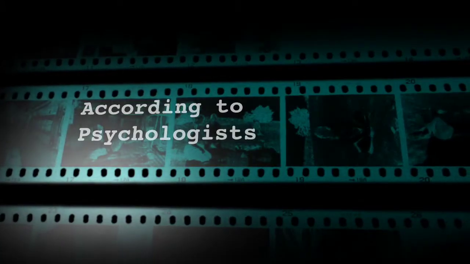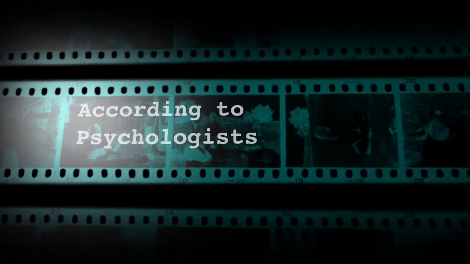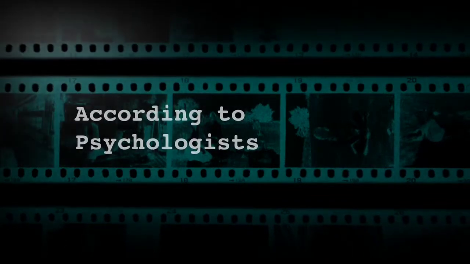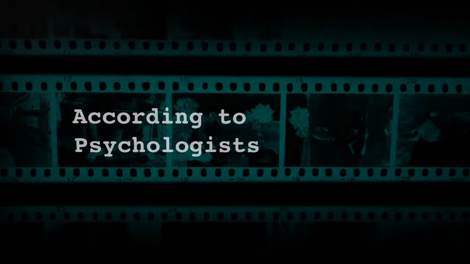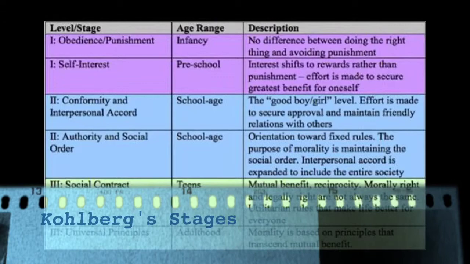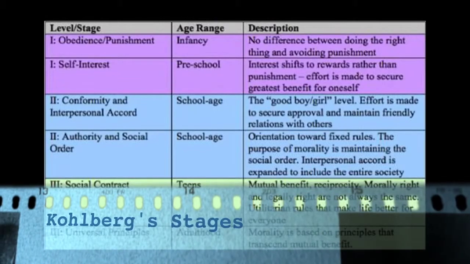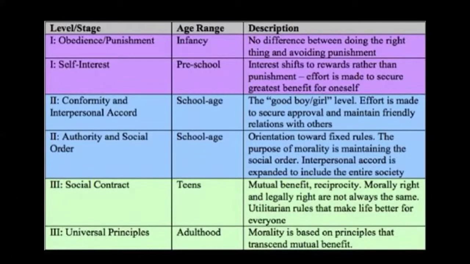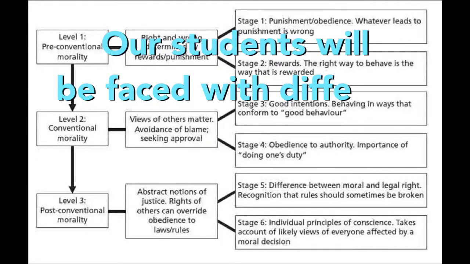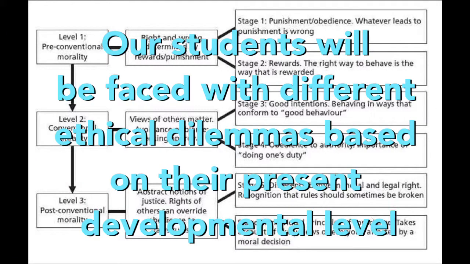Now let's consider what leading psychologists may have to say about the ethical dilemmas our students will be facing when using student response systems in the classroom. First, there's Kohlberg. He has 3 levels that consist of 6 stages, which surround infancy, preschool, school age, teen, and adulthood. Basically, it works this way. Our students will be faced with different ethical dilemmas based on their present developmental level.